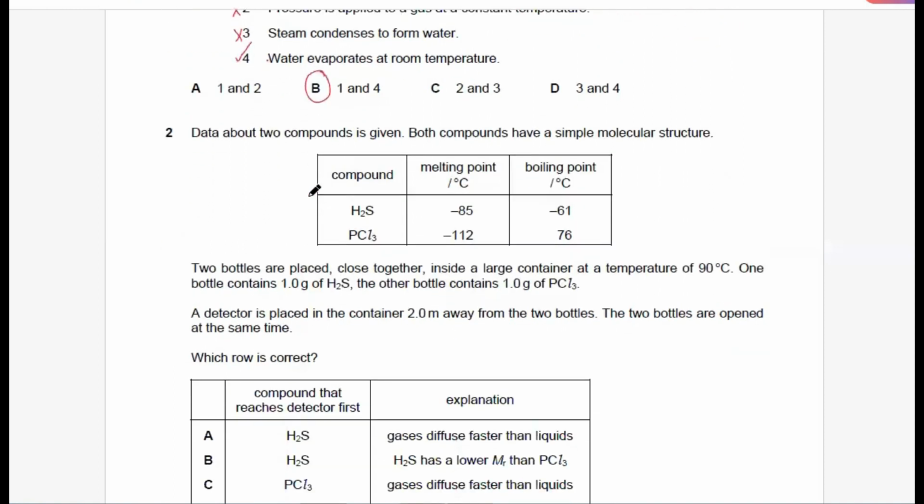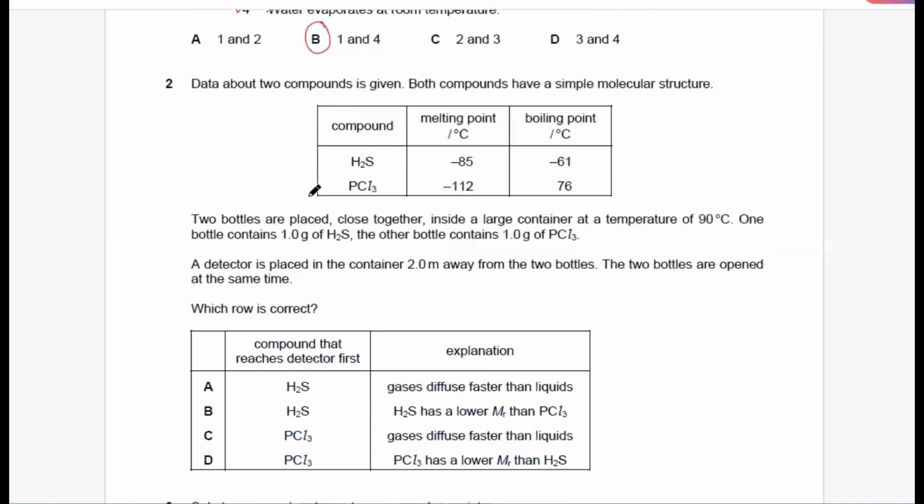Question number 2. Data about two compounds is given. Both compounds have a simple molecular structure and the melting and boiling points are given. Two bottles are placed close together inside a large container at a temperature of 90 degrees. One bottle contains 1 gram H2S and the other bottle contains 1 gram PCl3. A detector is placed in the container 2 meters away from the bottles. The two bottles are opened at the same time. Which row is correct? Compound that reaches the detector first. So first of all, we have to check the number of moles of this one.